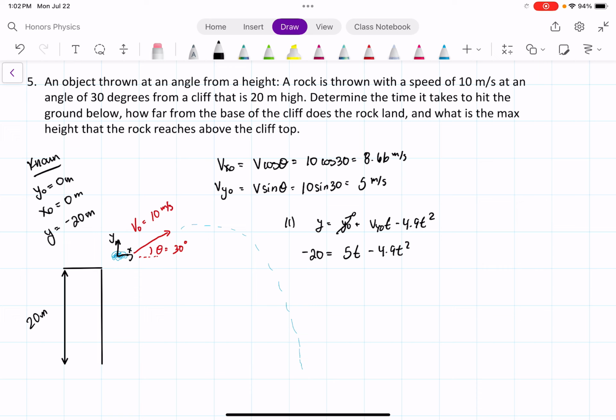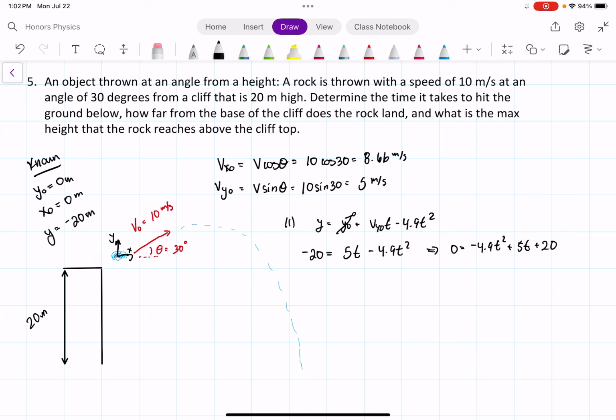So we're going to set this up like a quadratic equation because that's what we have, and we need to have a 0 on the left-hand side. So we're going to rewrite this as 0 equals negative 4.9 t squared plus 5t plus 20.